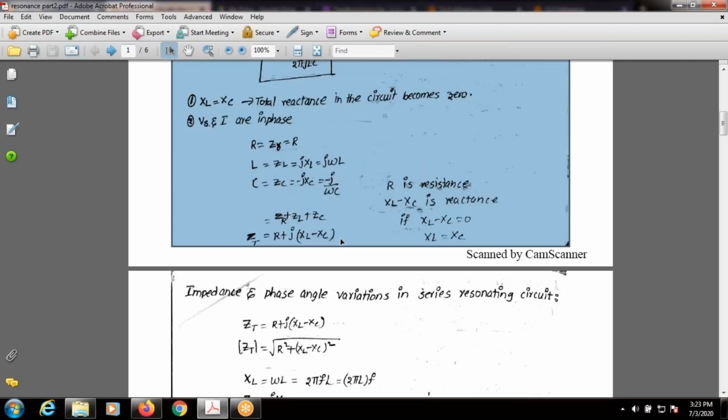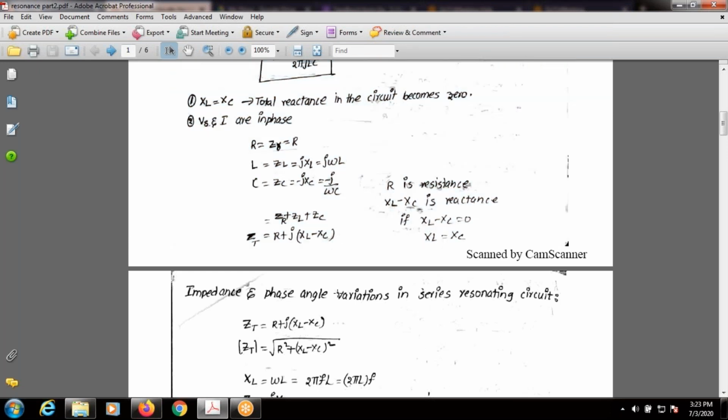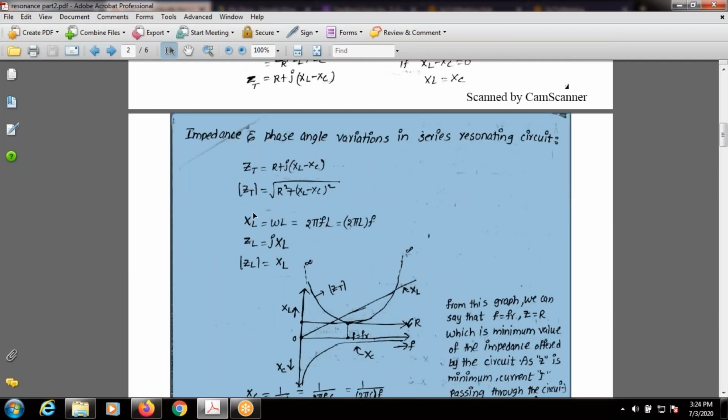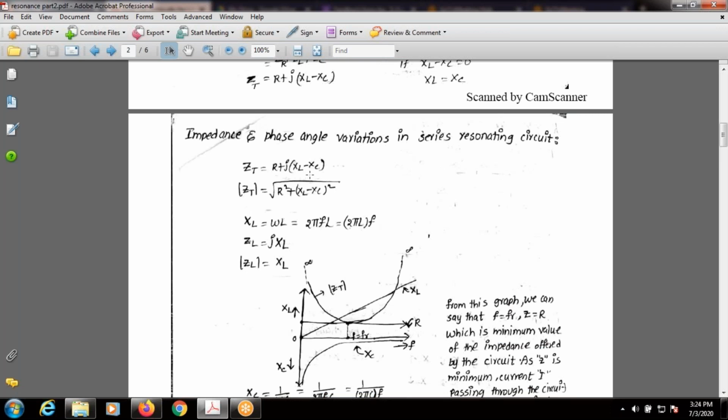So total impedance in the circuit is ZT equals R plus j(XL minus XC). Now coming to the mod of impedance: if we have X plus jY, then the mod of Z is equal to root of X squared plus Y squared. Similarly here also, it is root of R squared plus (XL minus XC) whole squared.